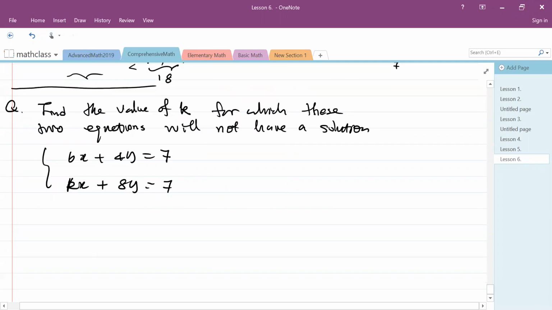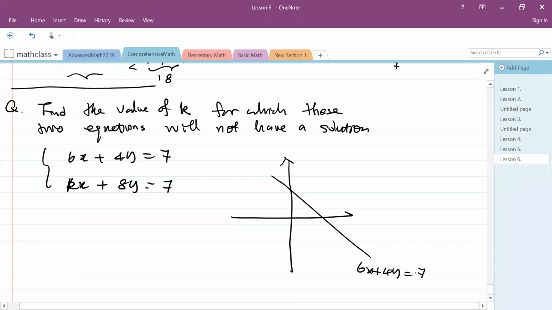Now, what's the geometric meaning of this? If you have a coordinate system, the slope looks like that. So this is a line like 6x plus 4y equals 7. Another one, it says that there is no solution. No solution means there's no intersection point. I cannot draw the other one because I don't know the value of k.